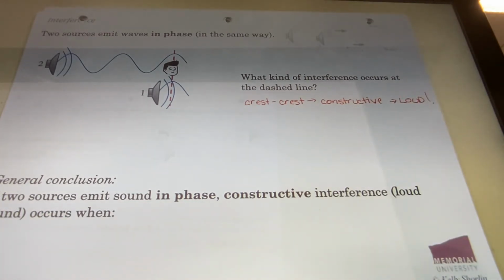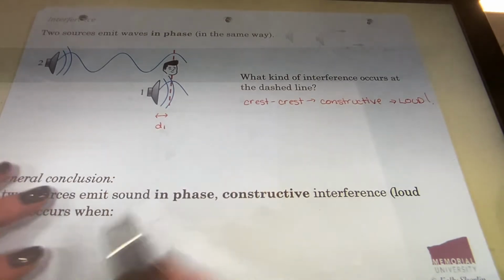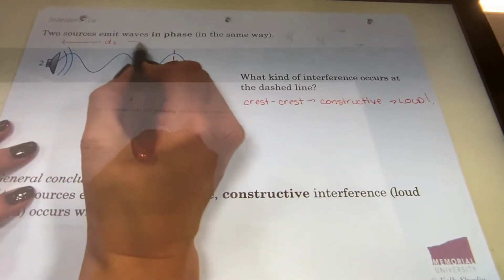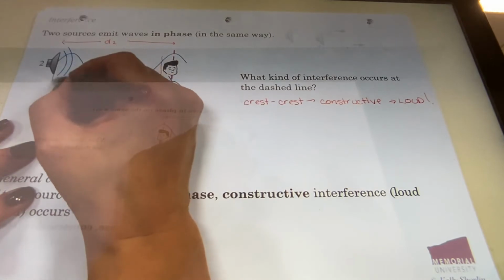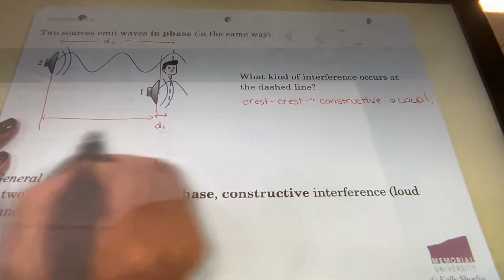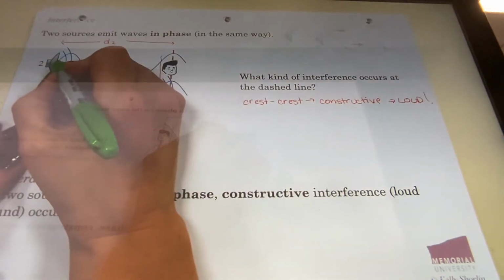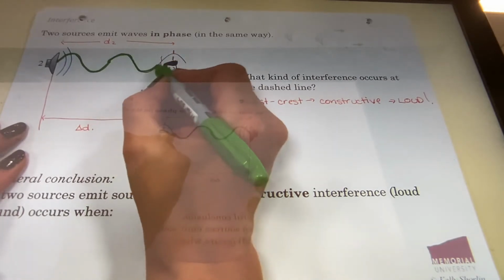Okay, in terms of D1, D2, delta D, and lambda, let's have a look at that. So D1 is from the person to speaker 1. D1 is pretty small this time. D2 is my person to speaker 2. D2 hasn't changed. Delta D is what's left over when I do D1 minus D2. So this is my delta D. If I look at my wavelengths, this time my delta D goes from here to here, and then from there to there.